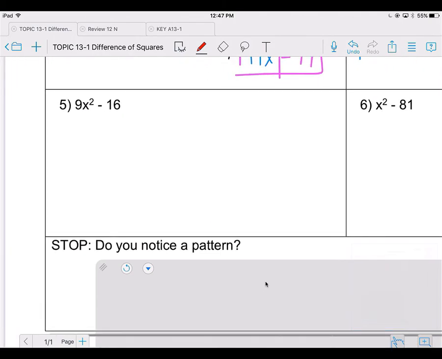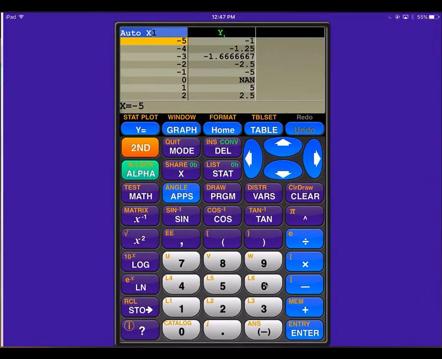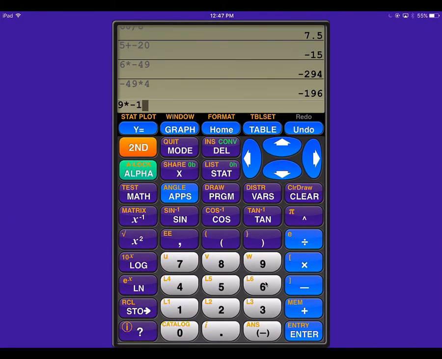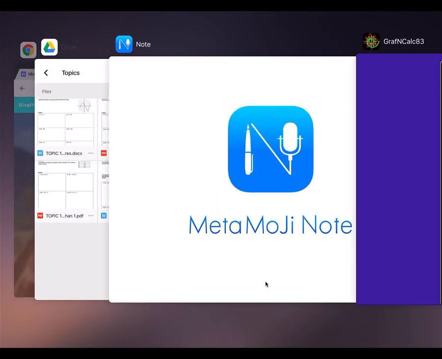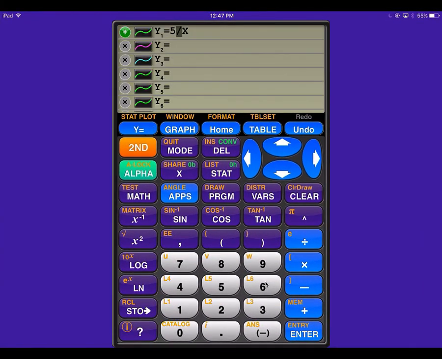For problem 5, 9 is 3 and 3, 16 is 4 and 4. They do not share anything, so I can go straight to the box because there's no GCF. 9x squared minus 16. So for my product, I multiply them. And I get negative 144. My sum again is 0x because none of these have x's in them. So I put negative 144 into y equals, and I look for two numbers that will cancel each other out.